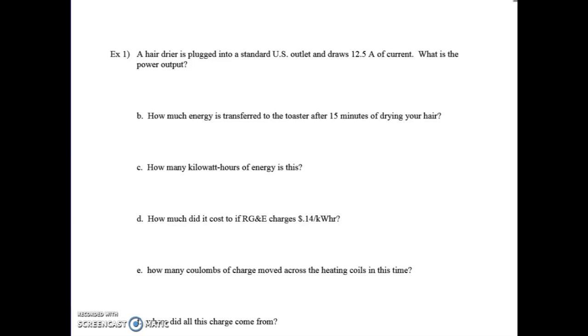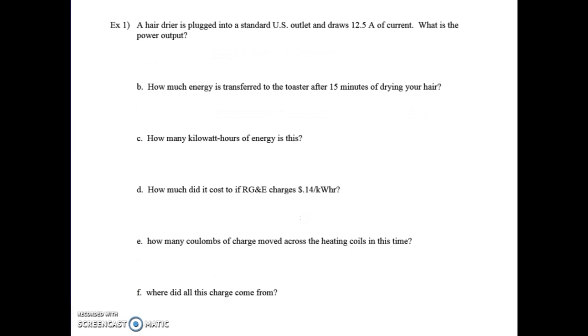All right, so let's do an example putting some of these equations into use. I'm going to do only a few of these because I skipped over how to do the cost of electricity. We'll come back and do that in class. So a pretty straightforward problem. Example 1. I got a hairdryer. We plug it into a standard US outlet, and that's important, and it draws 12.5 amps of current. So that's a lot of current. So it tells us it's probably a pretty powerful device. So we can ask, what is the power output?